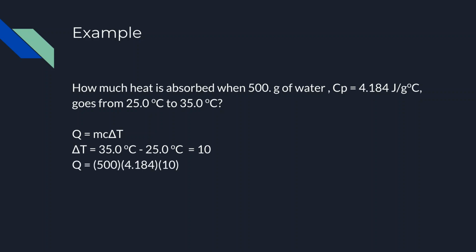And we can plug this into the Q equals mc delta T equation, where the m would be 500 grams times the C specific heat when the water is liquid, which is 4.184 joules divided by grams Celsius, times the delta T, which we calculated to be 10. So when you solve this, the Q would come to equal 20,920 joules. So that would be the heat absorbed when 500 grams of water is heated from 25 degrees Celsius to 35 degrees Celsius.